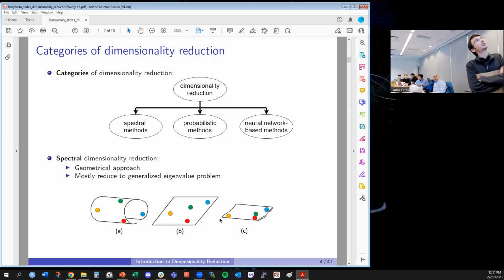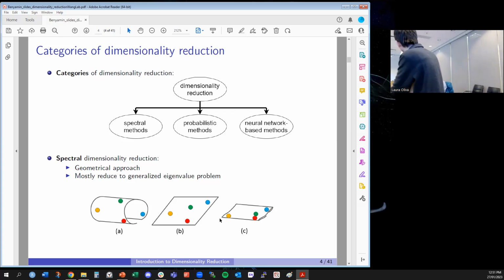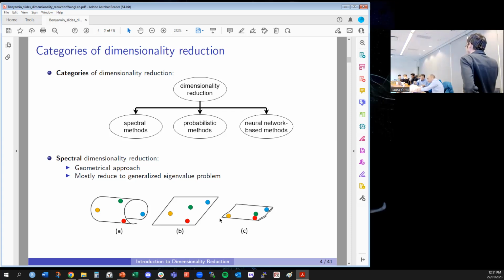The first category is spectral dimensionality reduction. These usually have a geometrical approach, and when you solve the optimization problem of these methods, they usually reduce to generalized eigenvalue problems. I assume that all of you know what eigenvalue and generalized eigenvalue problems are, but just for a brief review: whenever you have a matrix, what is an eigenvalue and eigenvector? This matrix usually shows some important directions in the space, and you can consider these directions as eigenvectors.